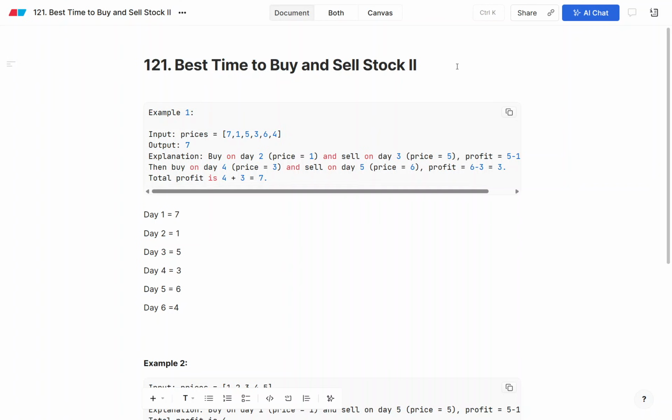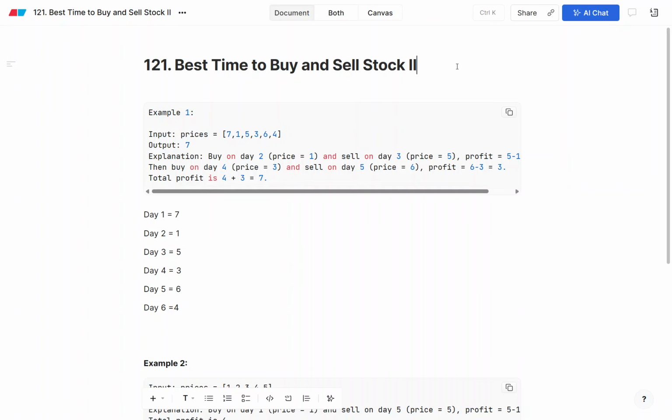But today, what we will be doing is, we have the chance that we can buy multiple times and we can sell multiple times, but the condition is that at most times we will be having one stock. Like at most times you will be considering only one stock at a time.